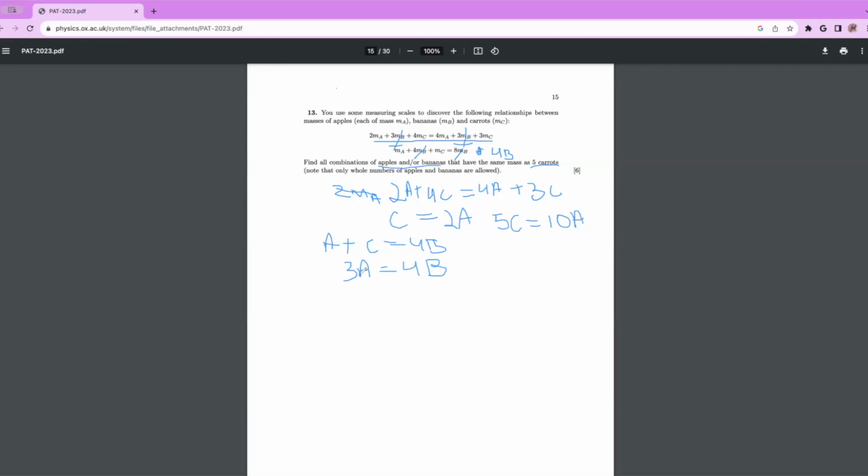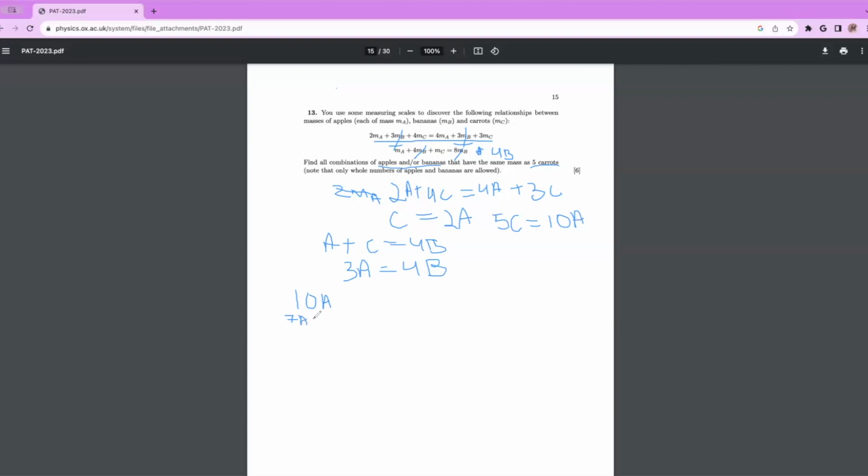So let's start with all the combinations. So if we have only apples, then we'll have that 10 apples is one combination since it makes 5 carrots, which is what we're looking for. And if we have, let's say, 9 apples, that would mean we actually can't do that because the mass of a banana is 3/4 of the mass of an apple, which means we need to subtract apple masses in groups of 3 to get any B's involved there.